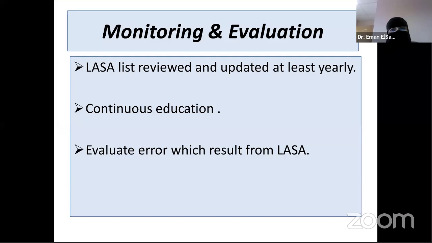How can we monitor and evaluate this? The LASA list must be reviewed and updated at least yearly. We can do this by collecting the medication errors resulting from LASA, reviewing these errors, and then adding or deleting drugs on the list. Also, continuous education about LASA and evaluating the errors which result from it. The LASA list is reviewed yearly and approved by the Pharmacy and Therapeutic Committee.